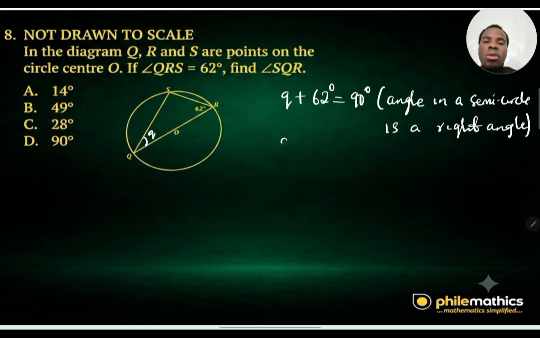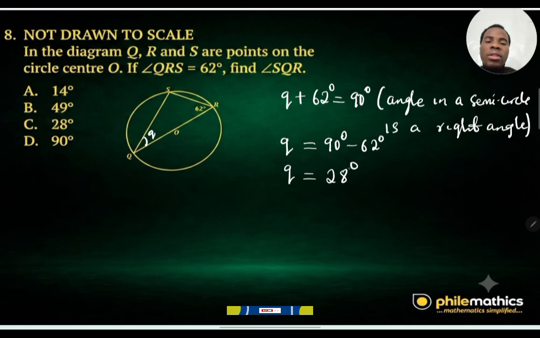And so Q, subtract 62 from both sides, will give us 90 degrees minus 62 degrees. Q will give us 28 degrees.